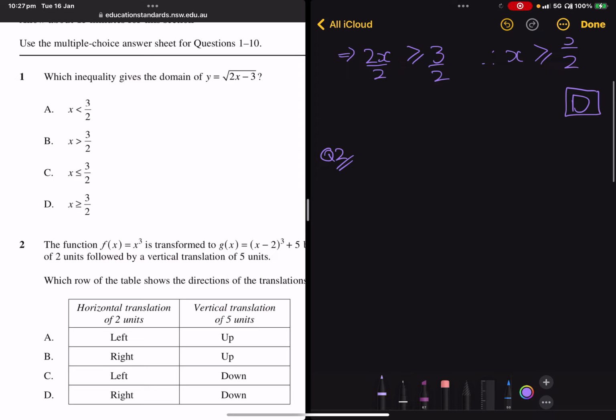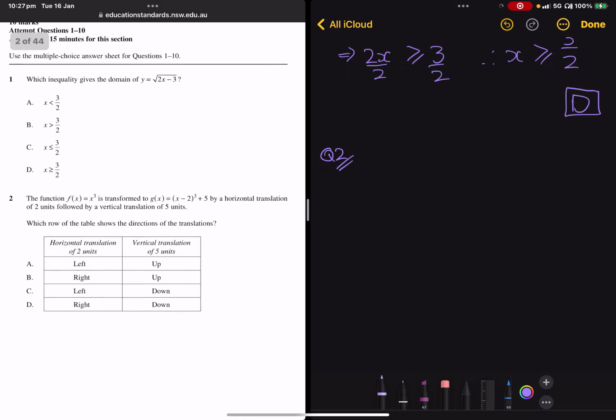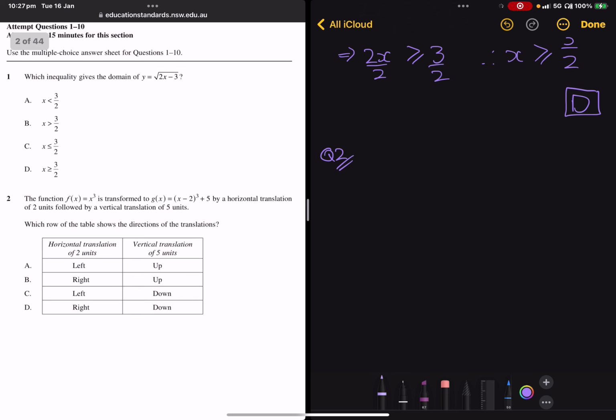Now, question 2. This is a slightly longer question. We're told the function f of x equals x cubed is transformed to a new function g of x, which is x minus 2 cubed plus 5. This has a horizontal translation of 2 units followed by a vertical translation of 5 units. Which row of the table shows the directions of the translations?